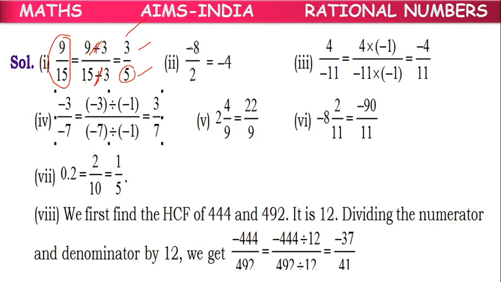-8 by 2. 2 4 times 8. In the denominator there is nothing, which means we can assume 1. So we are getting -4. So it is in the standard form.